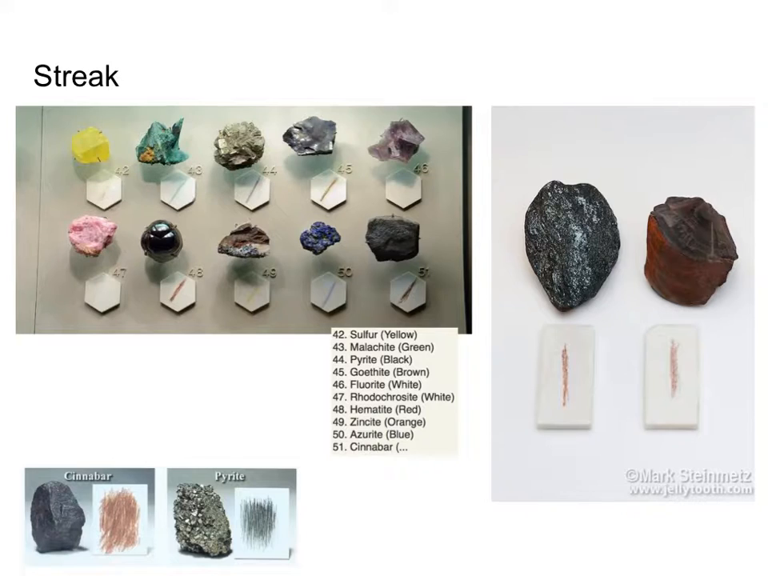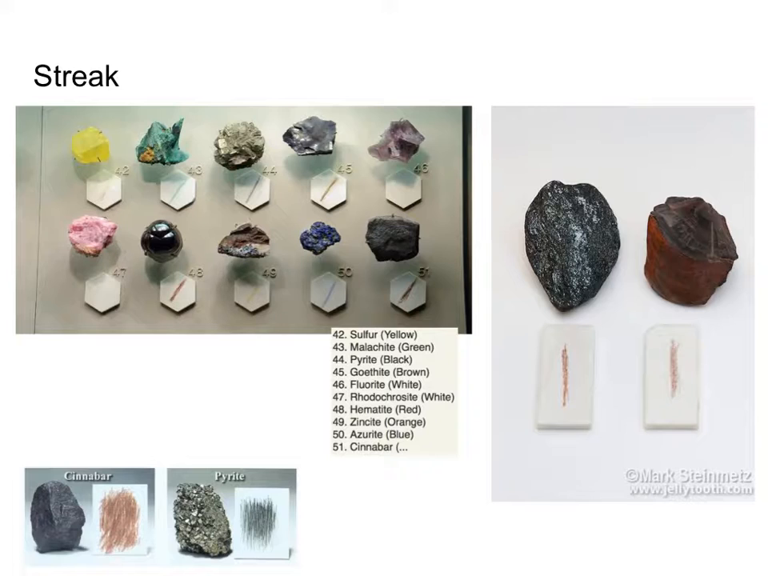Okay. Now streak is, as we talked about, a little bit more diagnostic, and we have streak plates up here. The streak plates are just unglazed ceramic squares. They're rough enough to grind off small particles of the mineral as you rub the mineral hard against the porcelain surface.